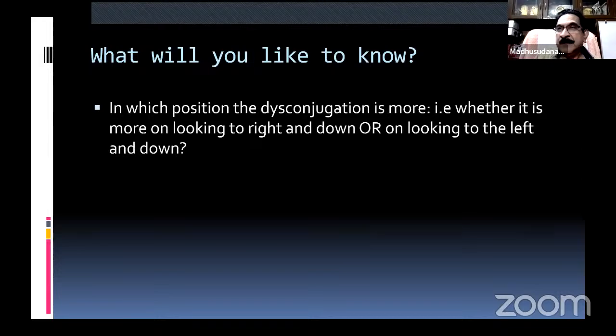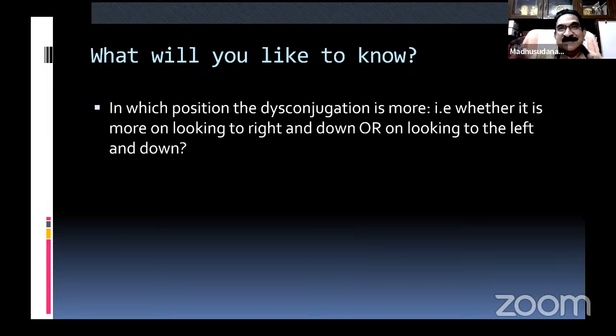So what would you like to do? If the patient had told that diplopia is more looking to the right, left and down, then I could have said right superior oblique is weak. If the patient had said I got diplopia more looking to the right and down, I can say right inferior rectus is weak. Because as you know, the vertical movement is best in the adducted position in the obliques and best in the abducted position in the recti muscles. So if in the abducted position the diplopia or disconjugation is more, it is a rectus weakness. If in the adducted position the separation or diplopia is more, it is oblique weakness.